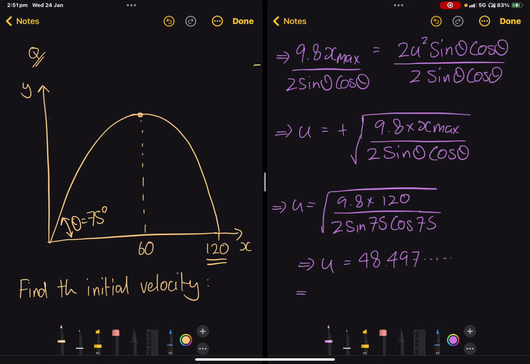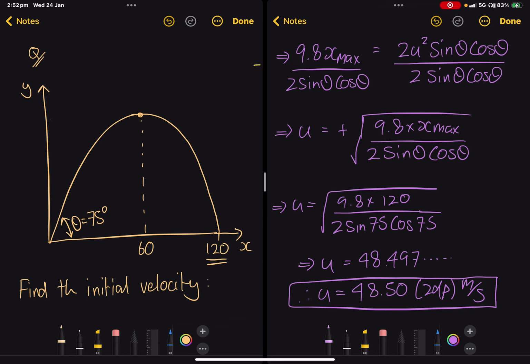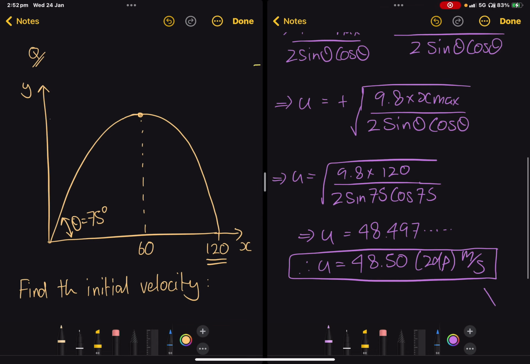So if we round this, we find that the initial velocity was about 48.50 to 2 decimal places meters per second. And this is the answer that we're after here. This was a nice quick way to do this.